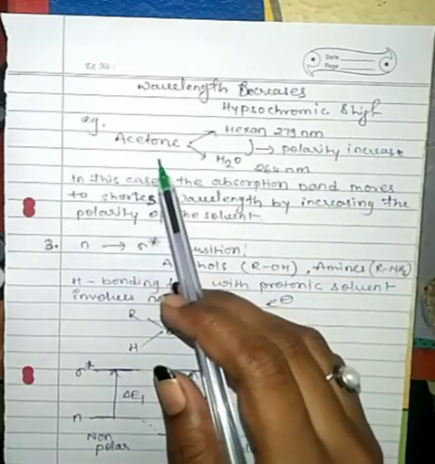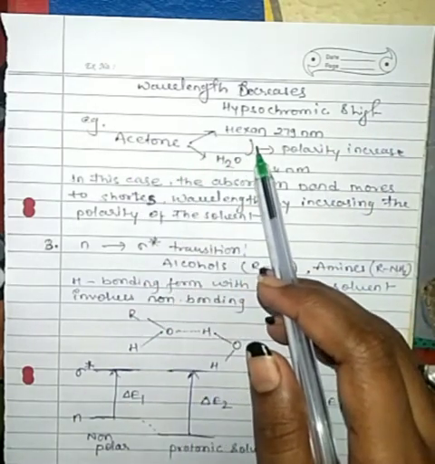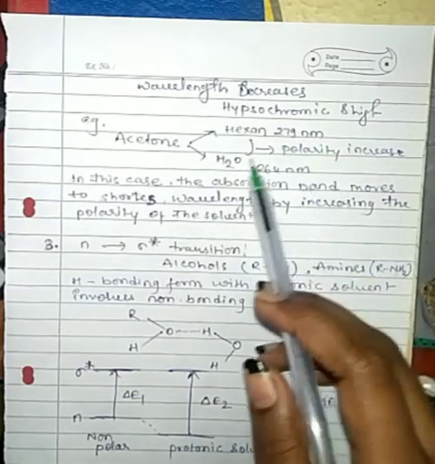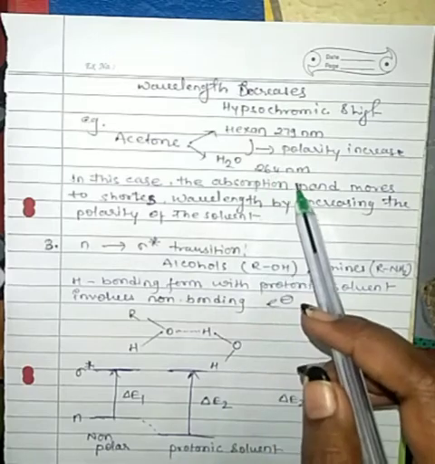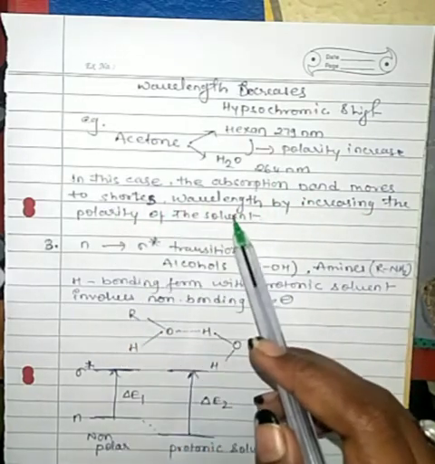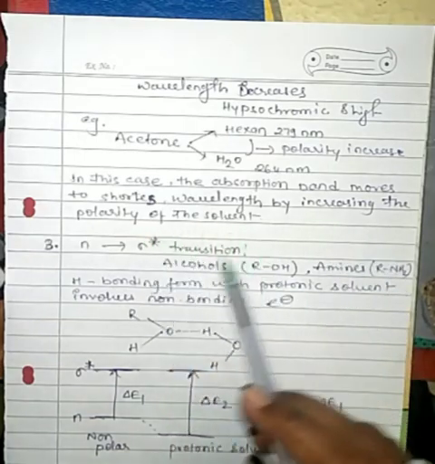We take the example of acetone, hexane as a non-polar solvent, and water as a polar solvent. In this case, the absorption band moves to shorter wavelength by increasing the polarity of the solvent.